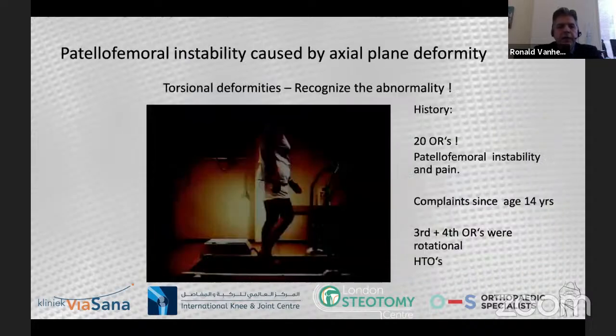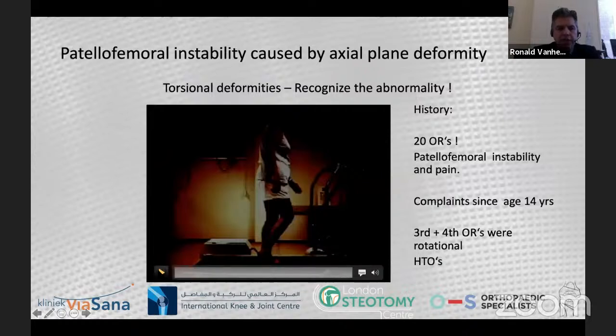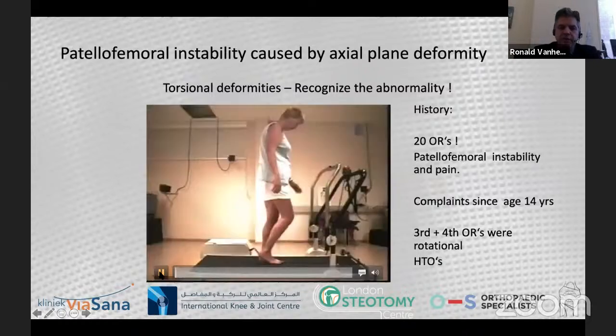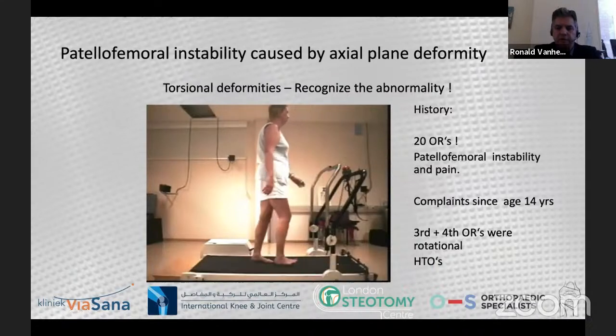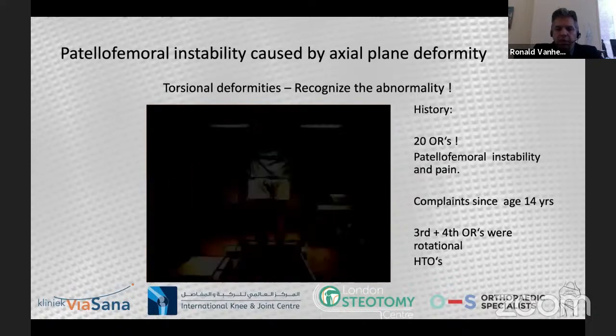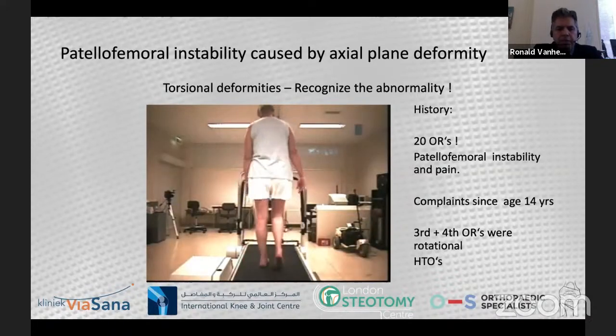Now look at this patient. 20 ORs, patellofemoral pain and instability, and she's in her 40s at this stage. And she has had these complaints since 14 years old. And she remembers there was a doctor who did, at the 3rd or 4th OR, something with rotation of the tibia. And now she's walking like this. Look at the foot position.